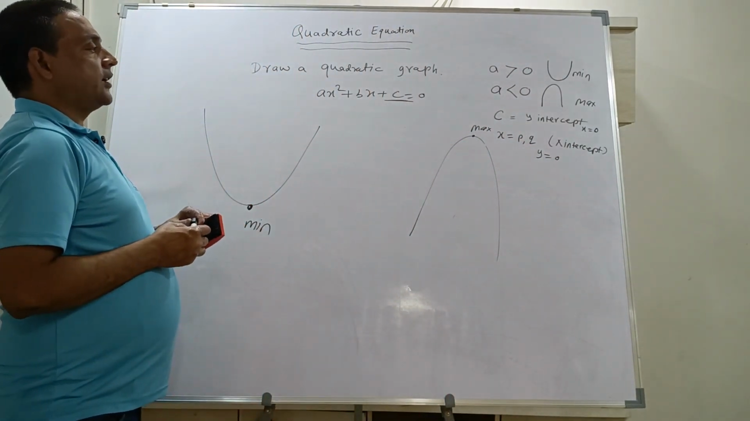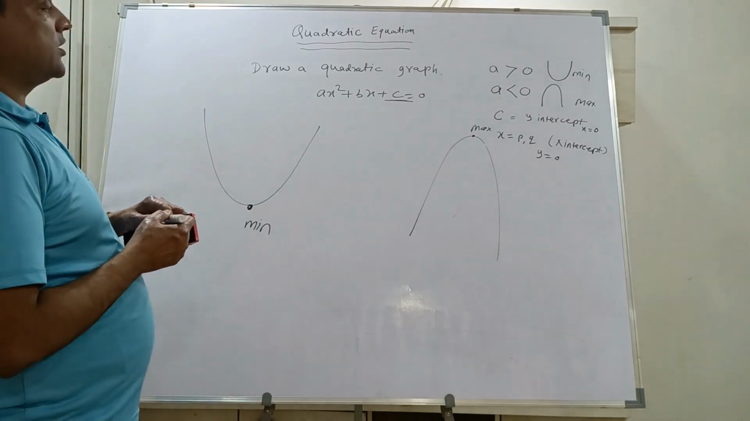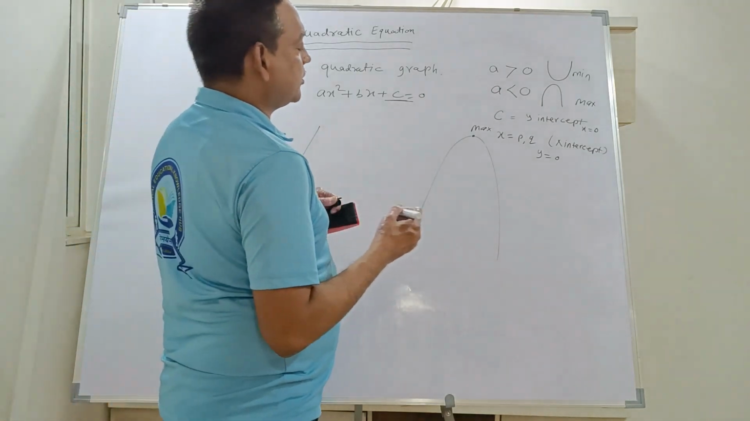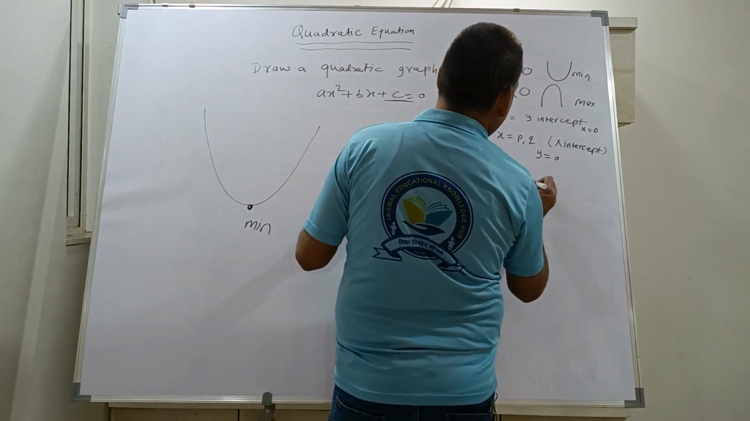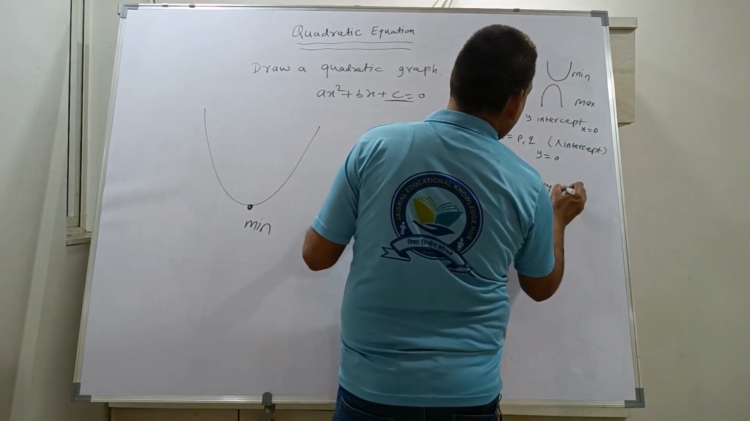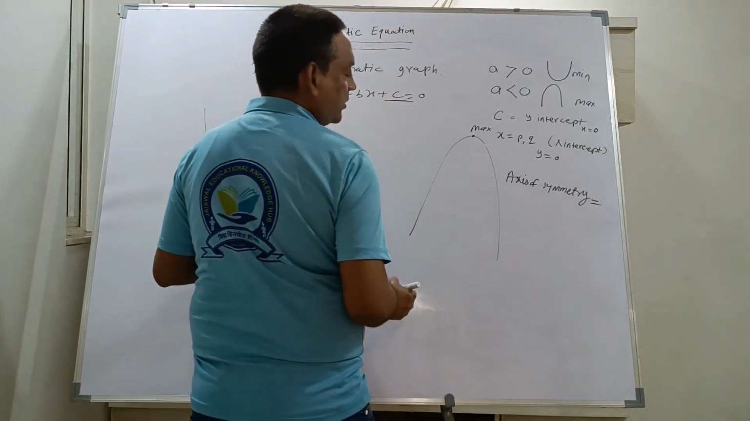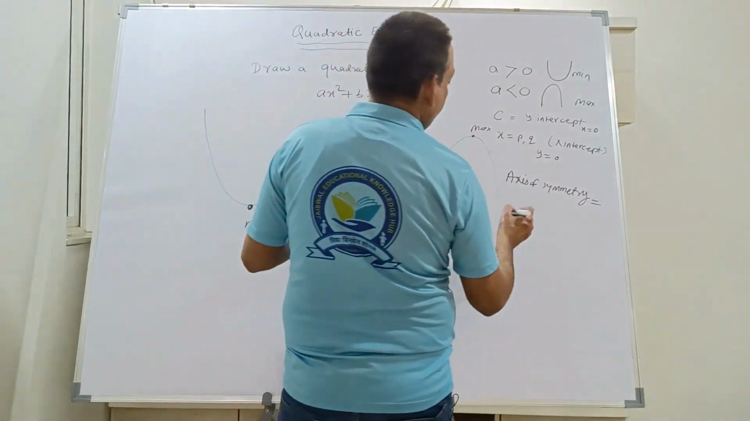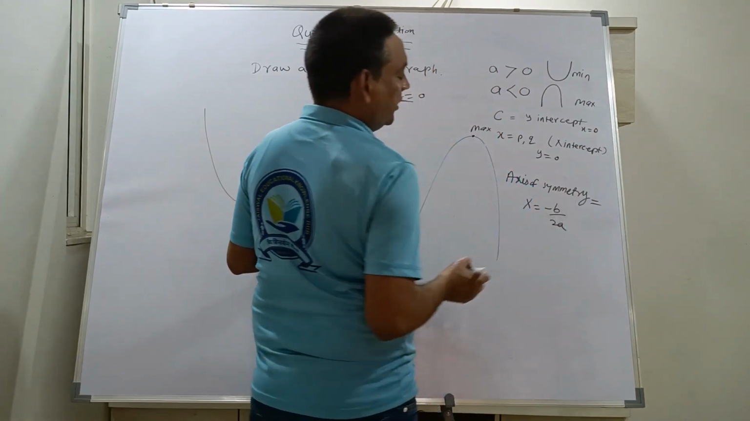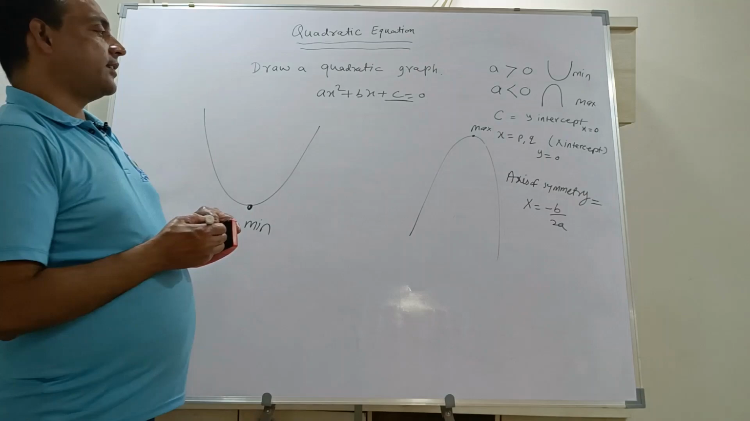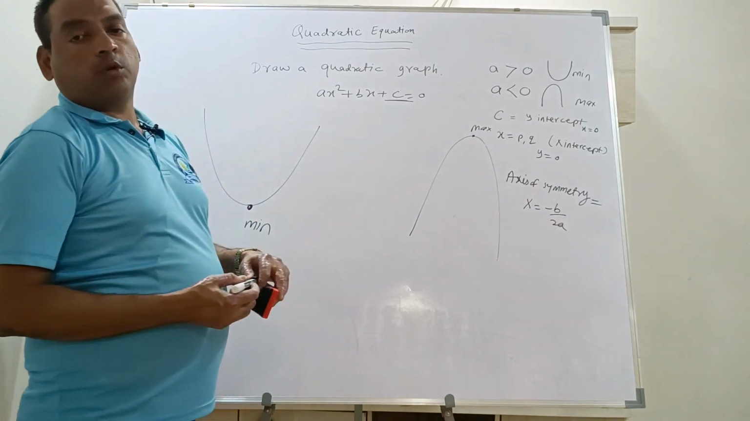Clear? X-intercept, y-intercept, parabola, hyperbola. Then one more concept is there in this, that is called the axis of symmetry. Now what is the axis of symmetry? The formula for the axis of symmetry is x equals minus b upon 2a. But what is the meaning of this? The axis of symmetry is nothing but the line that divides the graph into two equal parts.